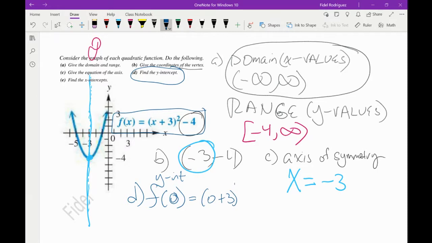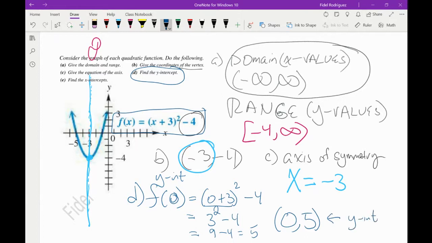So 0 plus 3 squared minus 4. 0 plus 3 is 3 squared minus 4. 3 squared is 9, and 9 minus 4 is 5. So the y-intercept, y'all, is going to be a point. And we know that we plugged in x equals 0, and the y number we got was 5. That happens to be my y-intercept.